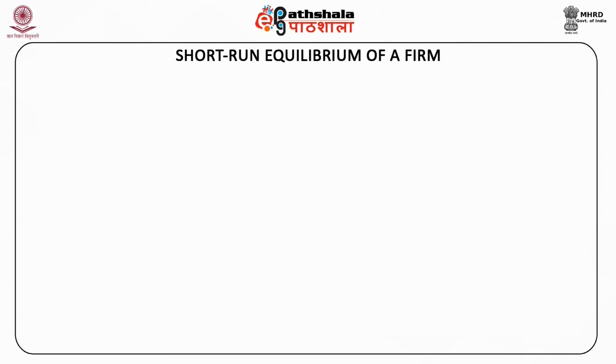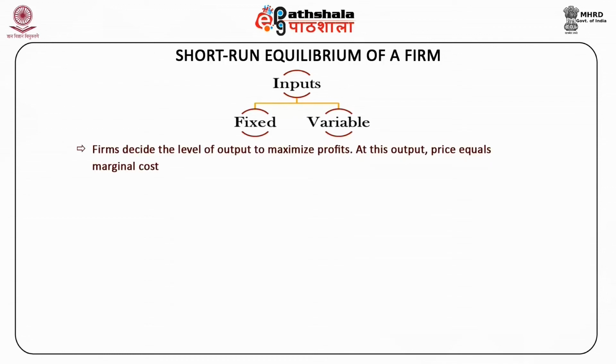In the short run, some inputs are fixed and some are variable. Since the prices are determined by the market forces, competitive firms have to decide their level of output to maximize profits. This is the output at which the price equals marginal cost. In other words, the optimum level of output of the firm is the output at which the firm maximizes its profits or minimizes its loss. At this level of output, the marginal revenue of the firm equals its short-run marginal cost.